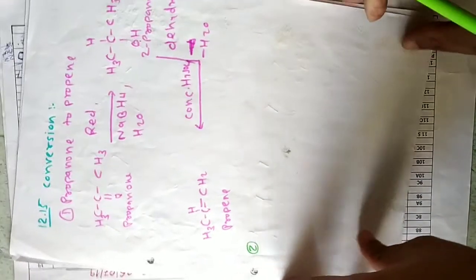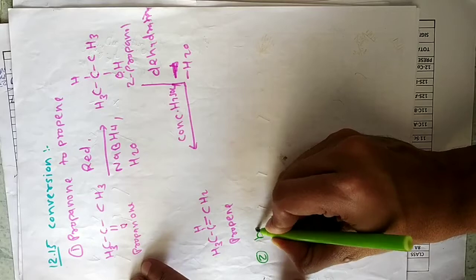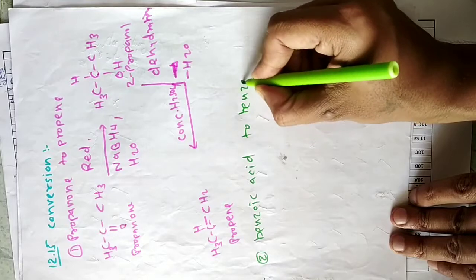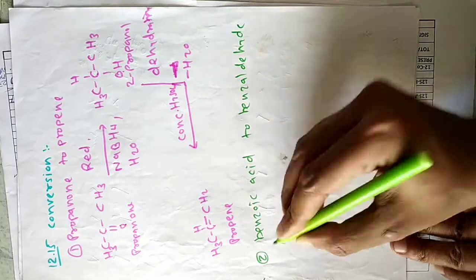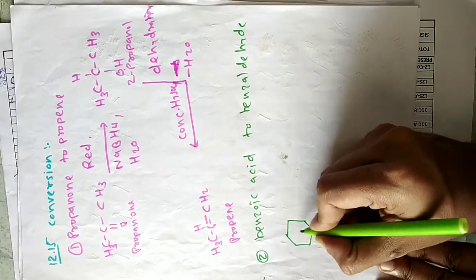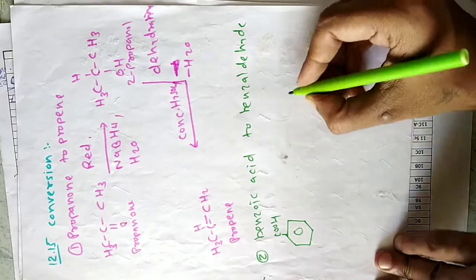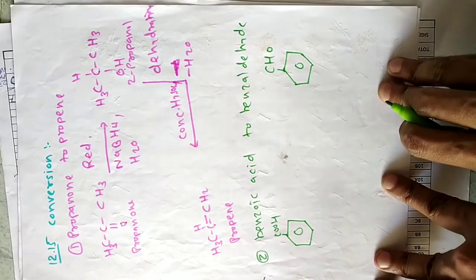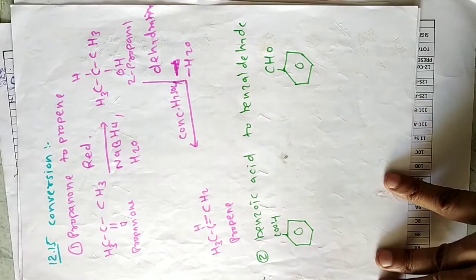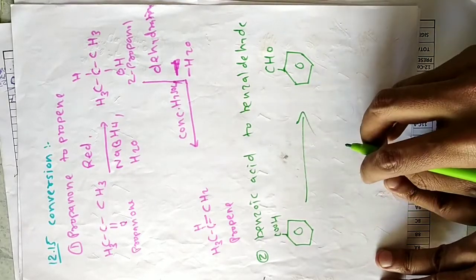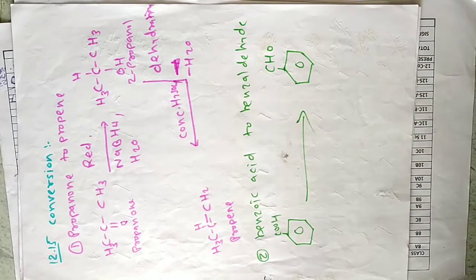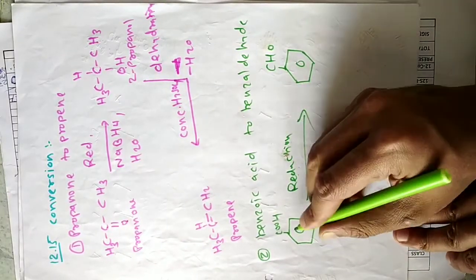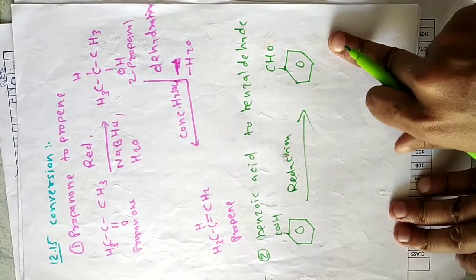Second one, benzoic acid to benzaldehyde. You can see this one is our benzoic acid, and this one is our benzaldehyde. Now the difference between these two: you can see oxygen is missing, so it is again a reduction reaction. Now in one step I cannot get this product.